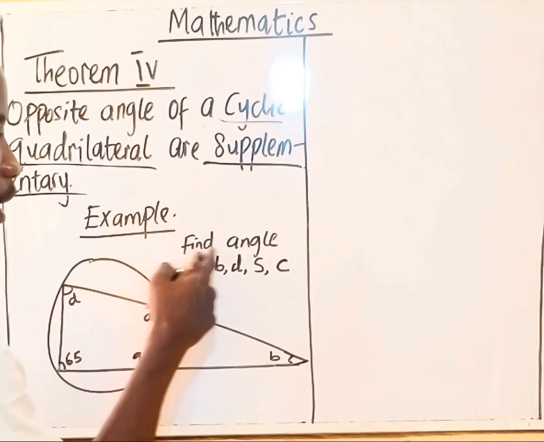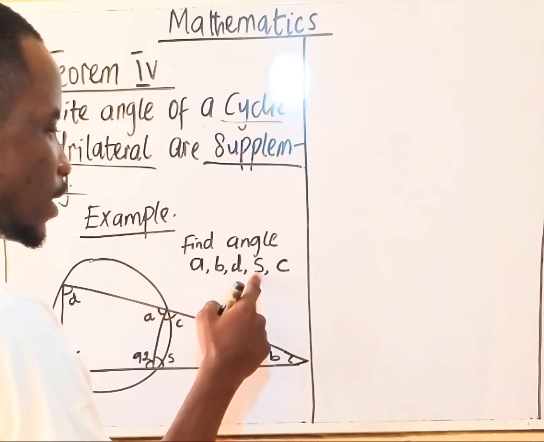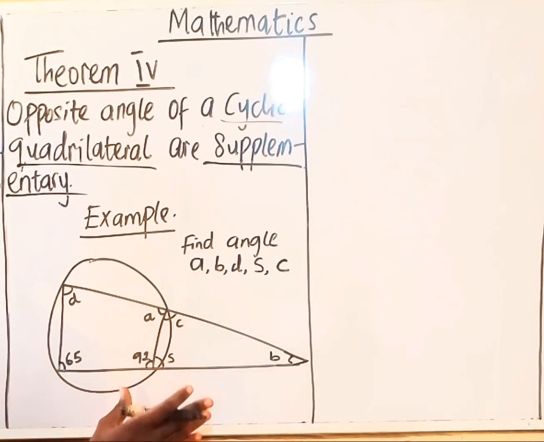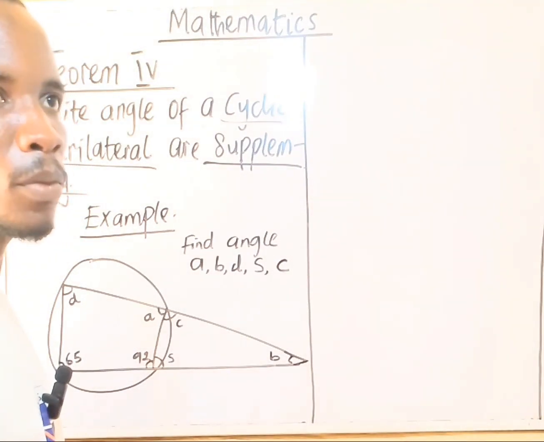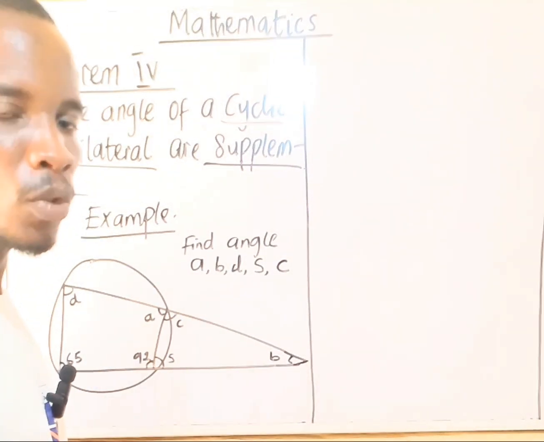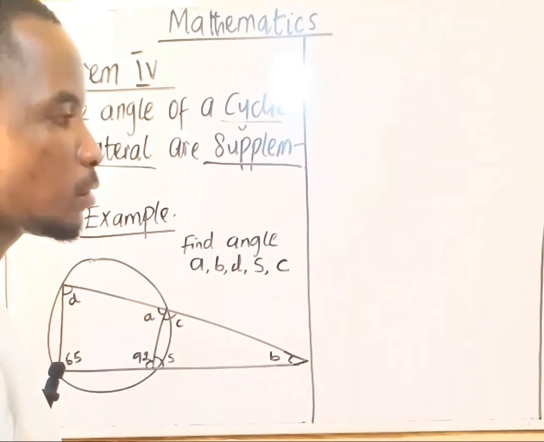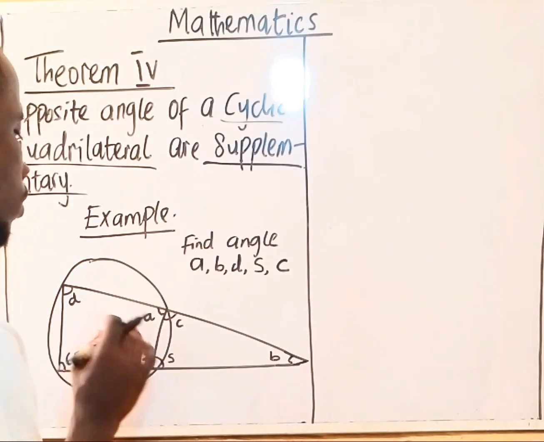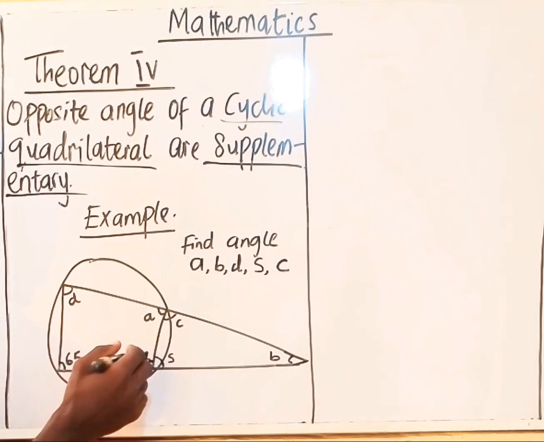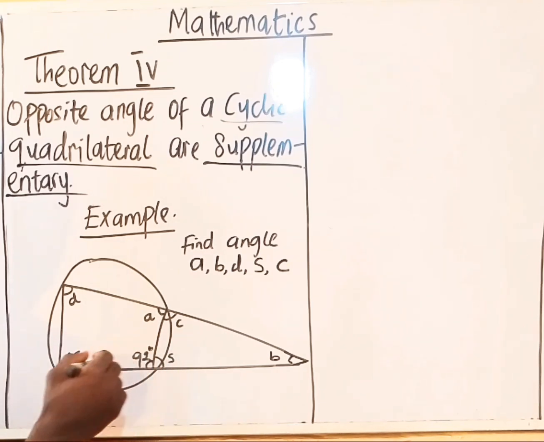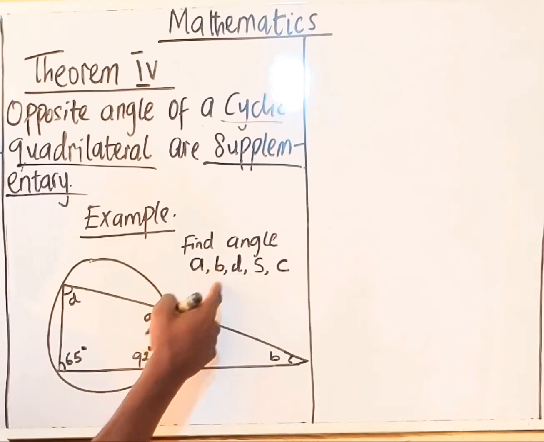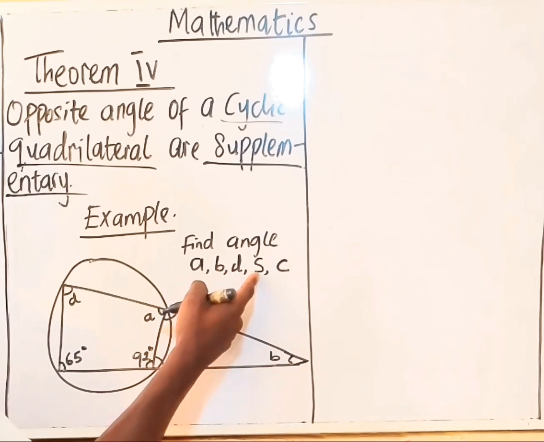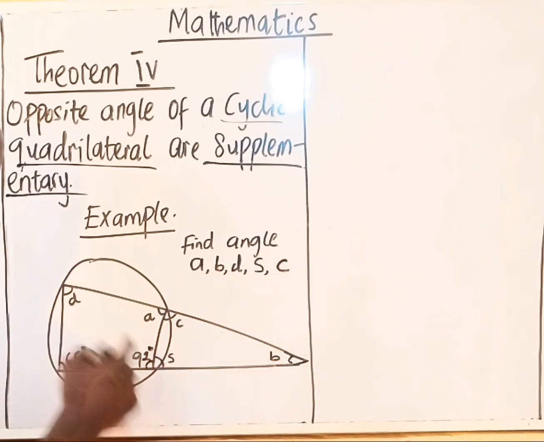They said find angles A, B, D, X, and C from this particular shape, applying this rule. Remember we treated the first theorem, the second, the third, and this is actually the fourth. Let's look at this shape. This part is 92 degrees, this is 92 degrees, this is 65 degrees. They say I should find A, B, D, X, and also C. So how do I get it?